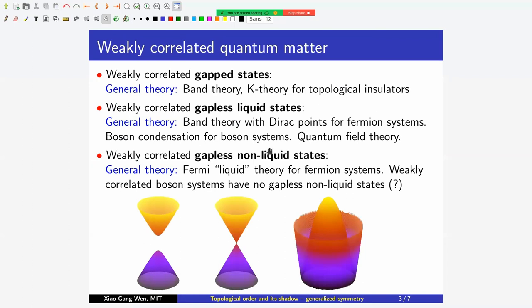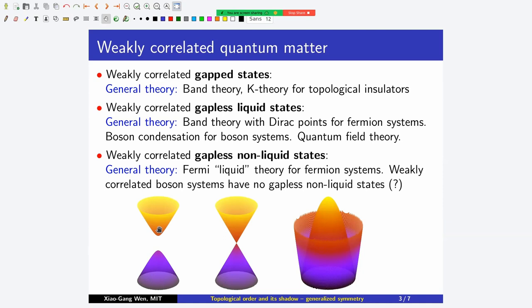For weakly correlated gapped states, generally we just have band theory. Band theory mainly emphasizes the eigenvalue, which gives a dispersion relation. However, if you also care about the eigenvector, then the eigenvector may be twisted in the Brillouin zone, and this twisting may be described by K theory, which leads to the topological insulator. So that's a more complete theory for gapped states. In this kind of dispersion, we have a gap.